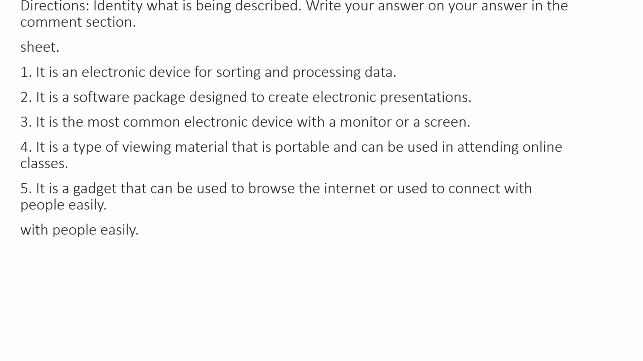Now, I want you to identify what is being described. Write your answers in the comment section, class. Okay. Now, number 1. What do you think? It is an electronic device for sorting and processing data. It starts with letter C. Okay, so you write it in the comment section. Now let's move on. Number 2, it is a software package designed to create electronic presentations. Okay, what is that?